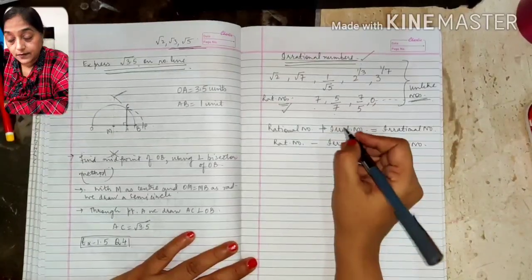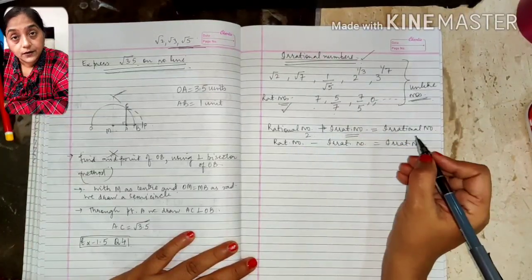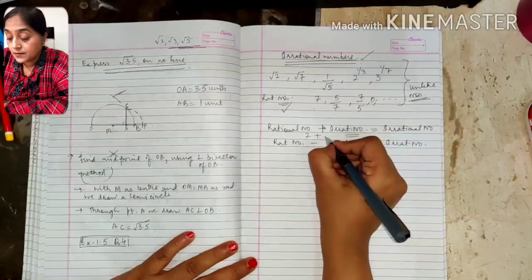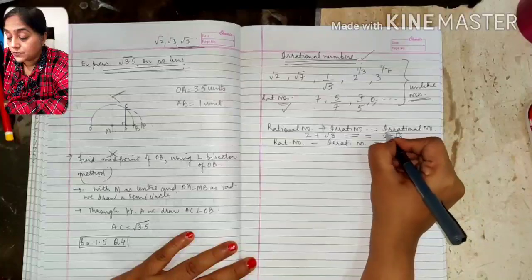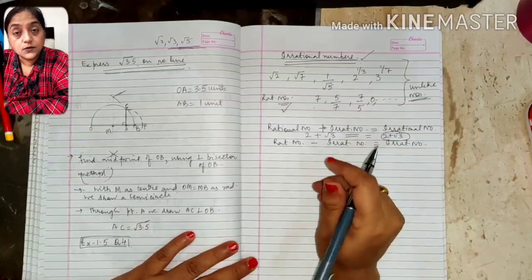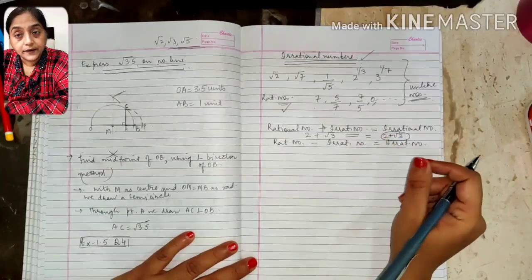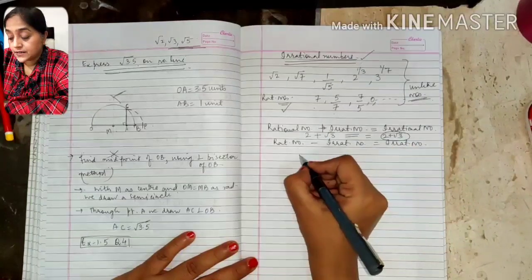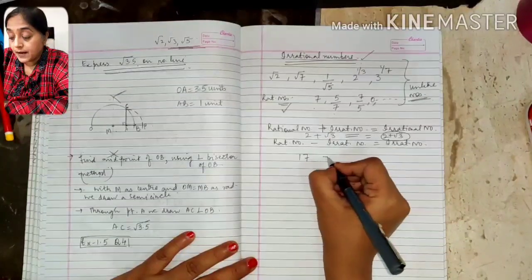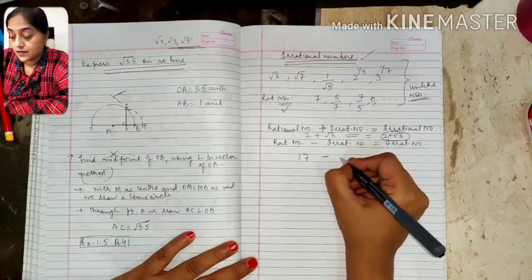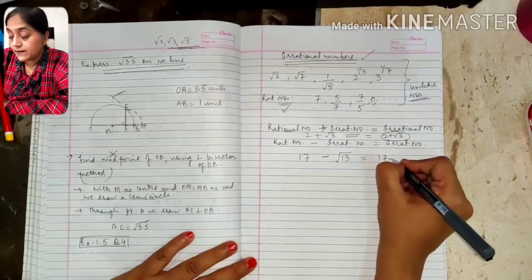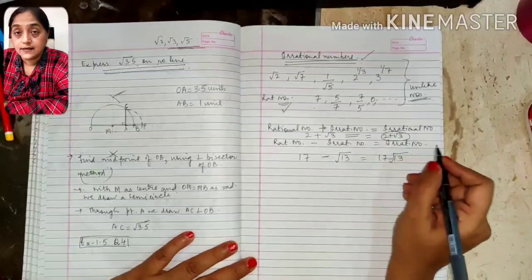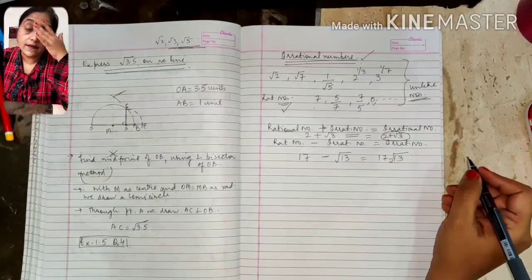If I take an example, rational number I can take 2 plus irrational number root 3. So your answer comes out to be 2 plus root 3, because these two are unlike terms and they can't be added up. Similarly, I have a rational number 17 minus any irrational number like root 13. So your answer comes out to be 17 minus root 13 as it is, because these cannot be subtracted.